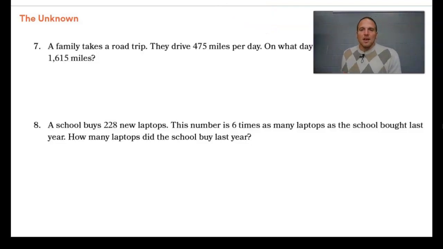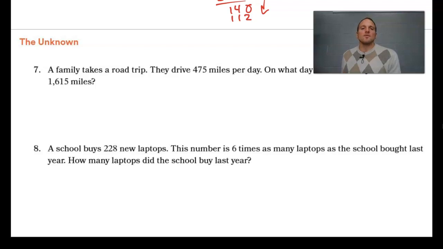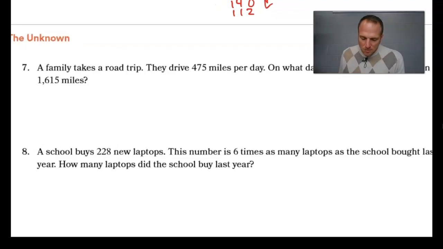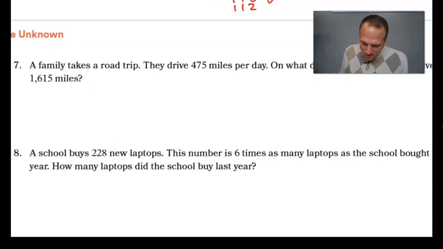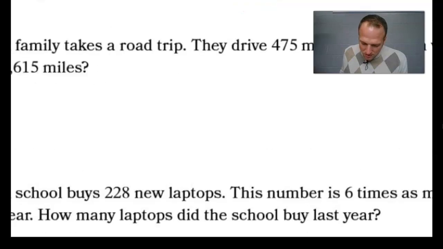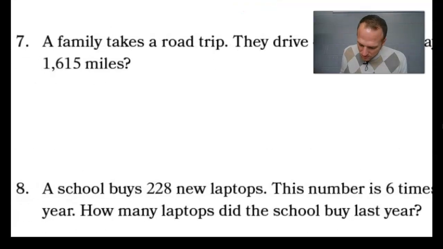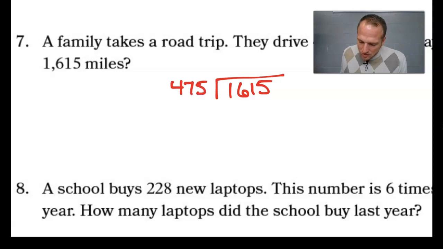Let's look at number 7. Number 7, a family takes a road trip. They drive 475 miles per day. On what day will the family have driven 1,615 miles? Okay, so this means we're going to take that 1,615 miles and split that up into 475 miles per day. So on what day will they hit that spot? Okay, go ahead and pause this and work it out on your own.